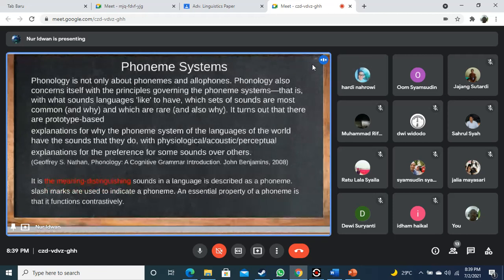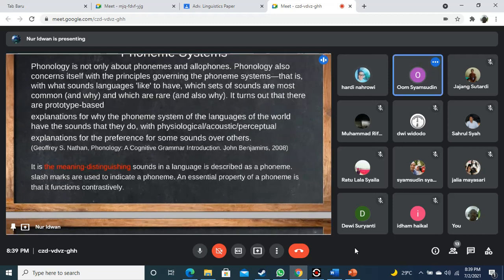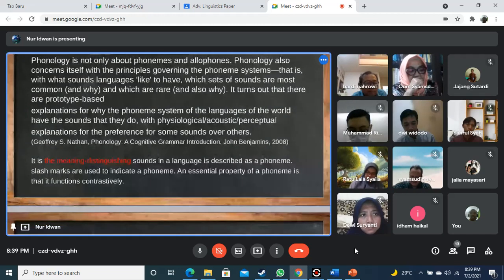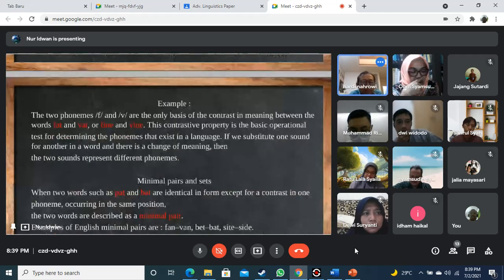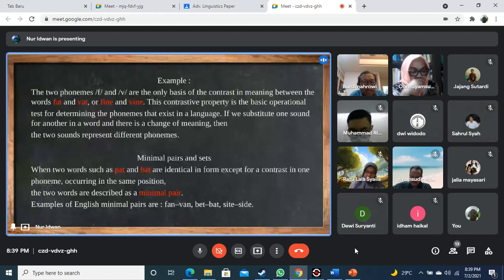A meaning-distinguishing sound in a language is described as a phoneme. Slash marks are used to indicate a phoneme. An essential property of a phoneme is that it functions contrastively. Example, the two phonemes /p/ and /f/ are different, and the only basis of the contrast is in meaning.